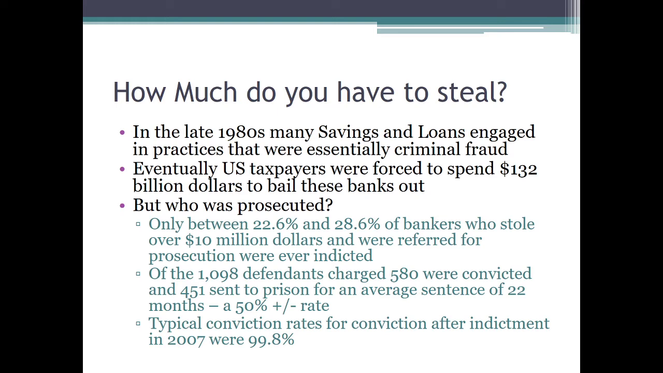So who got prosecuted? Well, only about 20 to 25, almost 30% of bankers who stole over $10 million were referred for prosecution. Of the roughly 1,000 defendants, only 580 were convicted, 450 went to prison. Now, contrast that with the typical conviction rates for other criminals, where it's about 99.8% after 2005. So it's hard to see how you can't say that we're just not interested in prosecuting certain crimes, or they're difficult, or there's no appetite to do it, even when hundreds of billions of dollars are stolen.